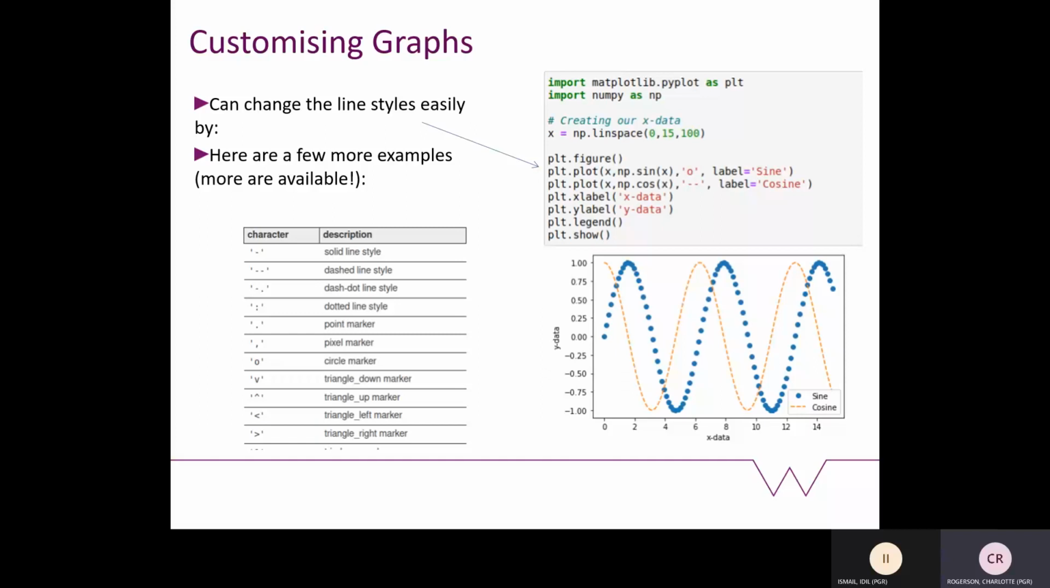So first things first, we can change the line style very easily. This is done by adding in a symbol in the quotations in the table of your desired line to put in the plot function. So in this example, the sine line is in the circle markers and the cosine line is in the dashed line style. This table is only a small list of the different line styles available, and it is well worth playing around with a few as it makes differentiating data a lot easier. Note the solid line style is the default style here, so you don't need to specify if you don't want to.